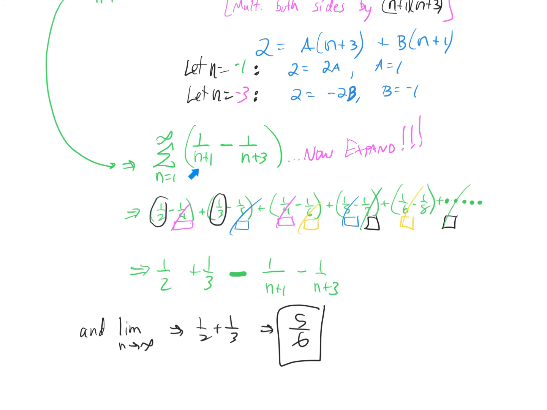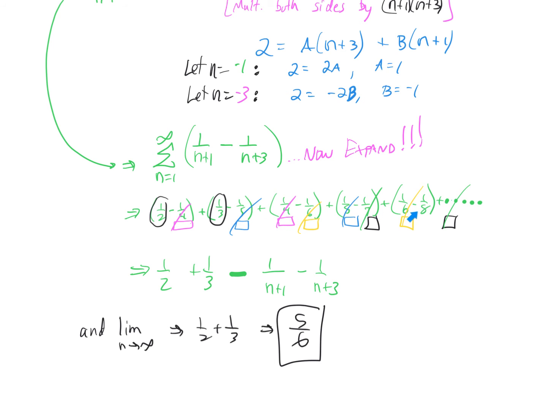When n is 1, this is a half minus a quarter, plus when n is 2, this is a third minus a fifth, plus a fourth minus a sixth, and so on and so forth. So the 1/3 never got canceled out. So our final infinite series will have a sum of 1/2 plus 1/3, and everybody else gets canceled out.